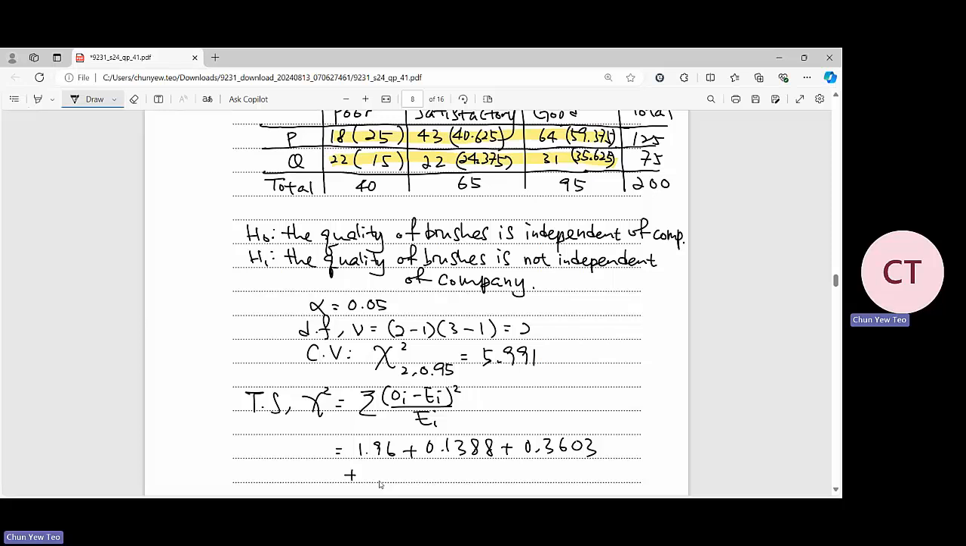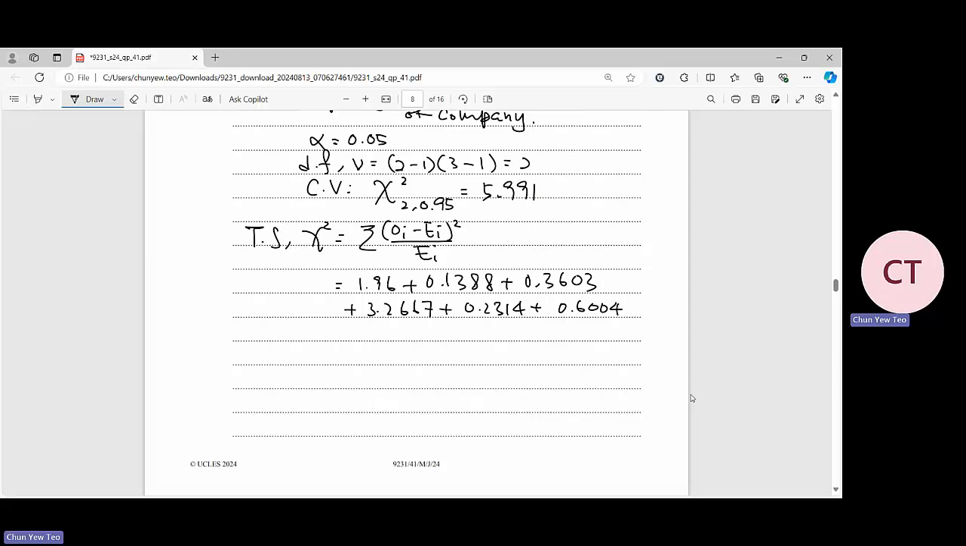And the second row will be 3.2667 plus the 0.2314 plus the 0.6004. Add together, you can get the test statistics as 6.56.